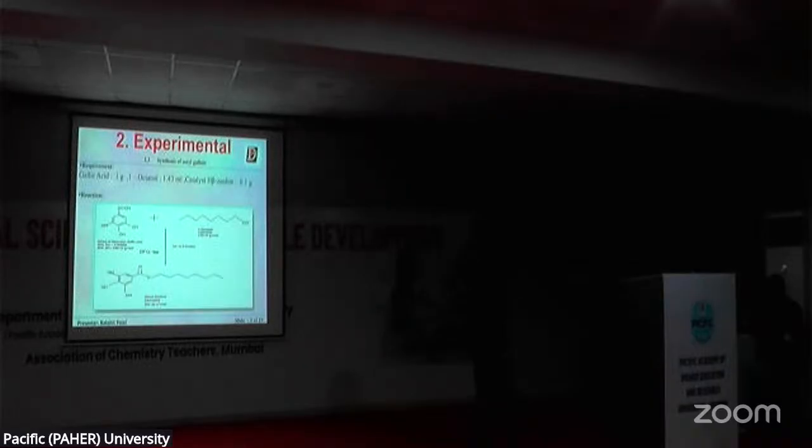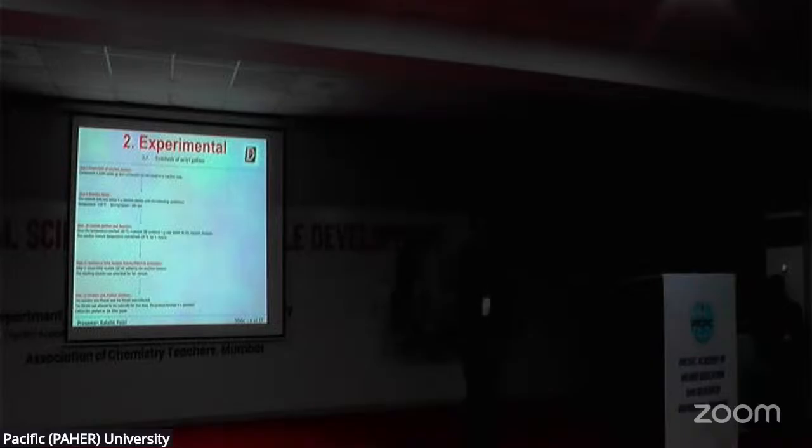So this is the experimental work for the synthesis of octyl gallate. We take gallic acid, octanol, and the catalyst H-beta zeolite. In the synthesis part, we take the gallic acid and octanol, put them in the reaction tube, and put the reaction tube in the reaction station, with RPM set at 500 and the temperature at 120 degrees. After reaching 120 degrees, we add our catalyst, H-beta zeolite.